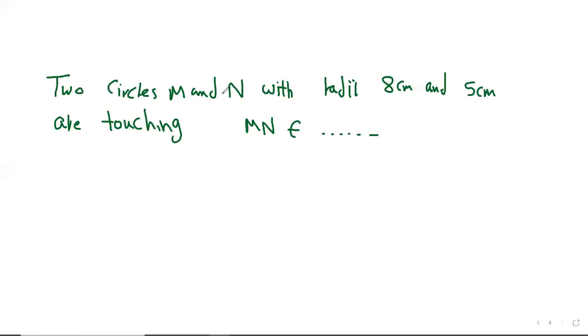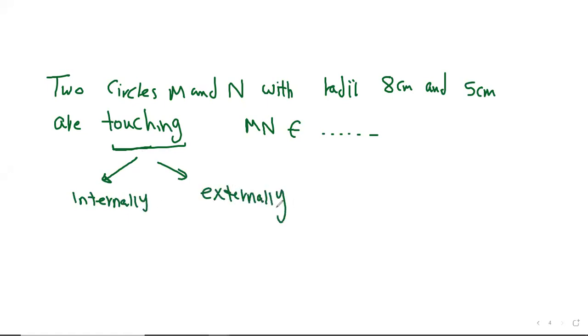Two circles M and N with radii 8 centimeters and 5 centimeters are touching. It's not mentioned whether touching internally or externally, but we are going to deal with both cases: touching internally and touching externally. We have two kinds of touching circles, internally or externally.